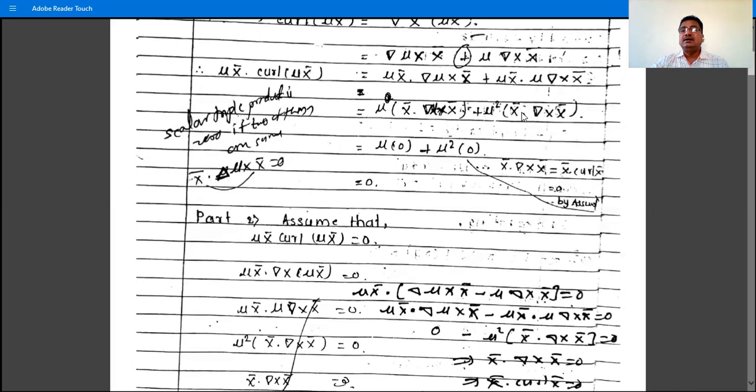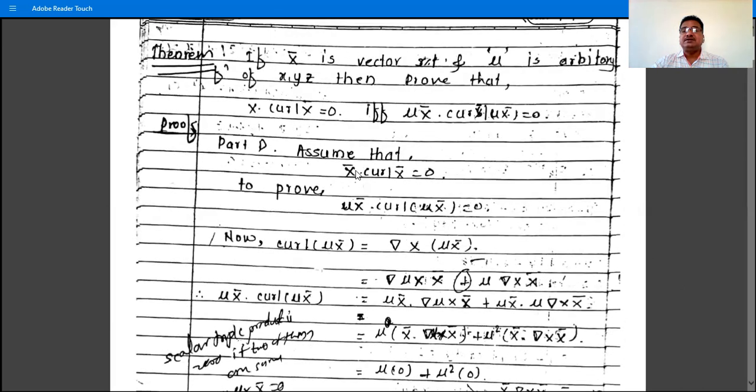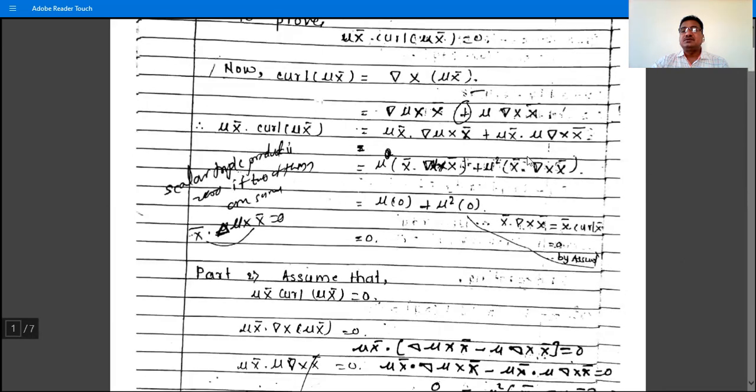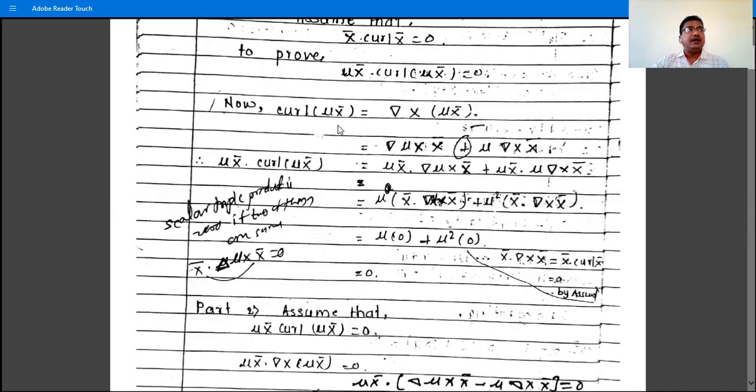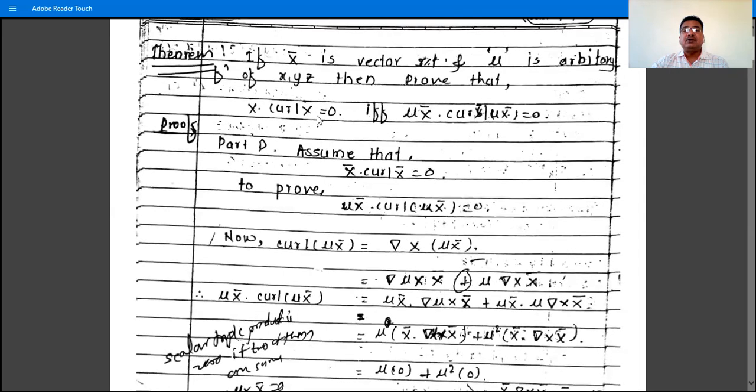Similarly, this is what? X bar dot del cross x bar. So x bar dot del cross x bar means x bar dot curl x bar, which is 0 by assumption. This is the assumption that x bar dot curl x bar is 0. So this is 0 by assumption, and the other is 0 by using the concept that in a scalar triple product, if two vectors are the same, then their scalar product is 0. So it is equal to 0. And so we have the first part: if x bar dot curl x bar is 0, then mu x bar dot curl mu x bar is 0.